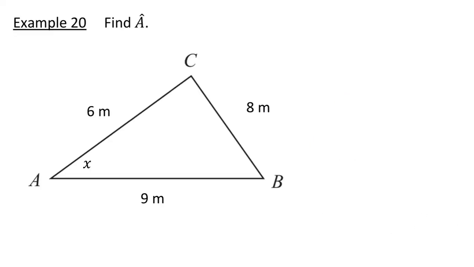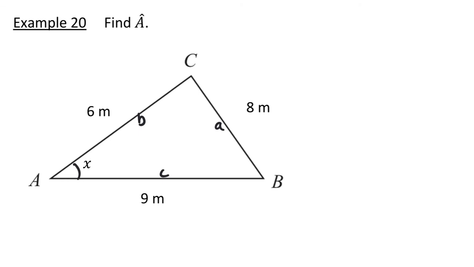Example 20, find angle A. So that A with the circumflex above means angle A, and that's what we're looking to find, and we can see that because it's marked X. So let's label the sides. So we've got small a, small c, and small b, because they're each opposite angle A, B, and C.